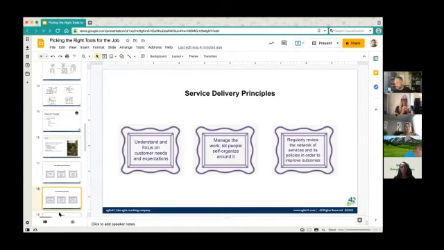Manage the work, let the people self-organize around it. So this is a really interesting one. It's not about keeping people busy. It's about getting things delivered, right? And then finally, this is a mouthful. Let me gear up for it. Regularly review the network of services and its policies in order to improve outcomes. Do retrospectives, right? Reflect on what's working, what's not working, keep improving it.